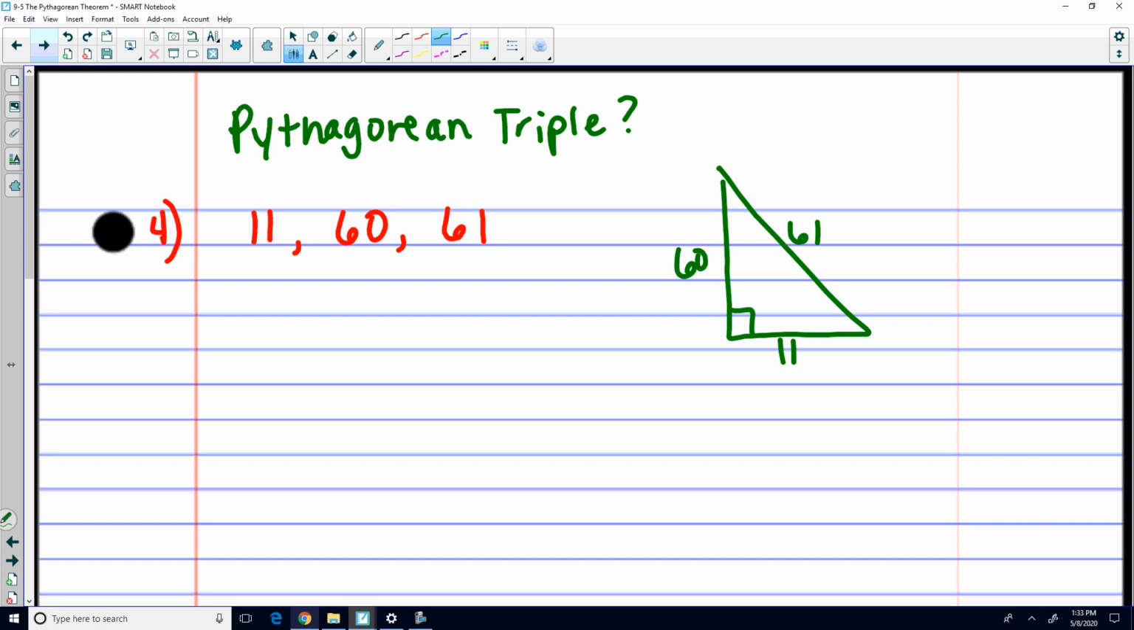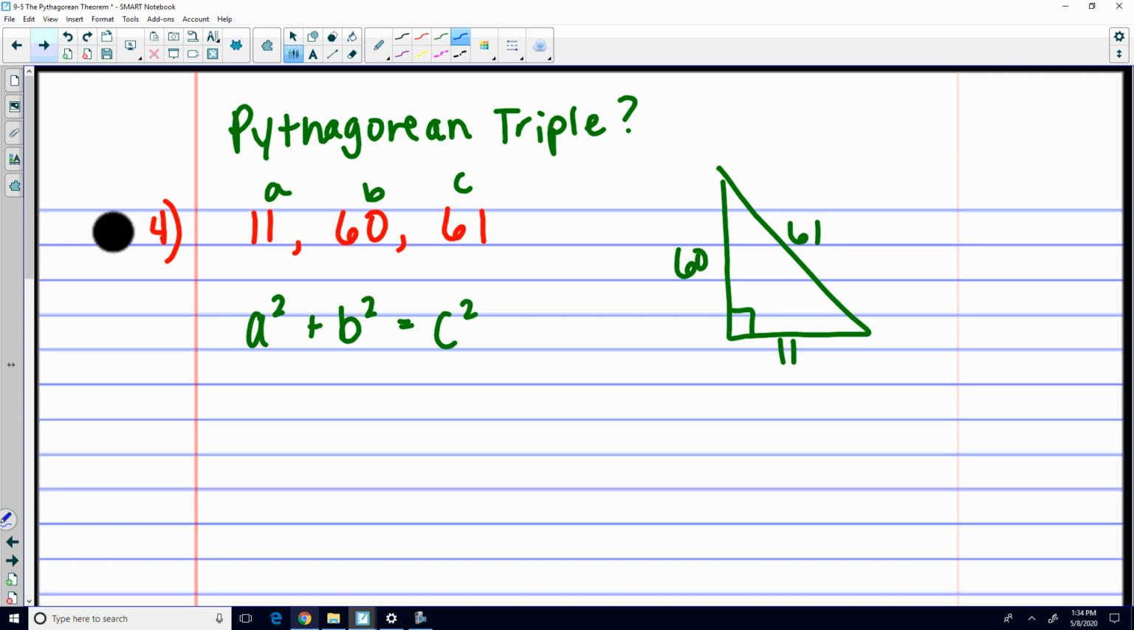So how do I figure this out? Well, I use my equation. A squared plus B squared equals C squared. This will be A, this will be B, and this will be C. You could flip the A and the B, it doesn't matter, but 61 has to be C because it's the biggest number and it's the hypotenuse.